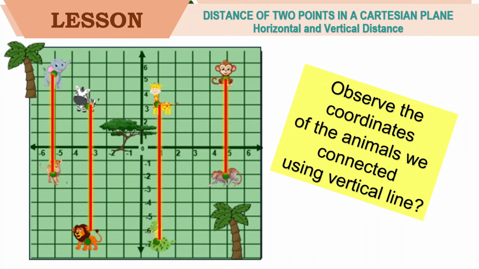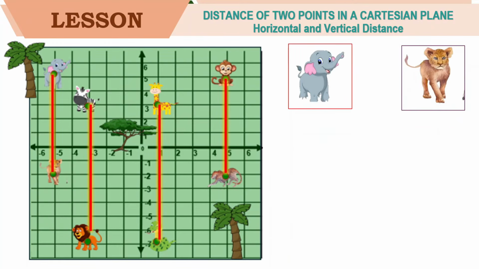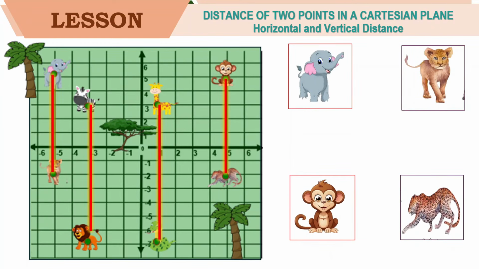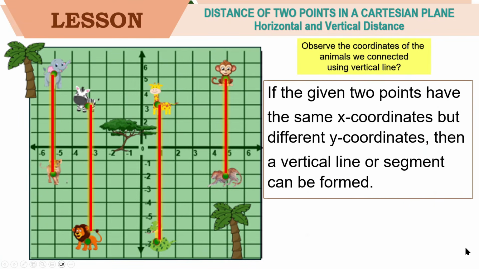Observe the coordinates of the animals we connected using a vertical line. Let's just have two examples. The elephant is at (-5, 5), whereas the female lion is at (-5, 2). The monkey is at (5, 5), and the cheetah is at (5, -2). So what can we notice between the pairs? They have the same x coordinates.